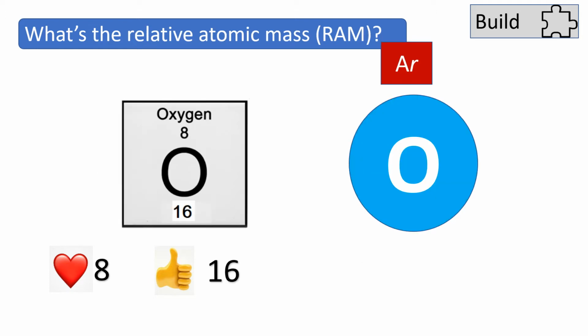Okay, so what's the relative atomic mass then of oxygen? Well, hopefully you would recognise it's the larger number, and so oxygen has a relative atomic mass of 16.